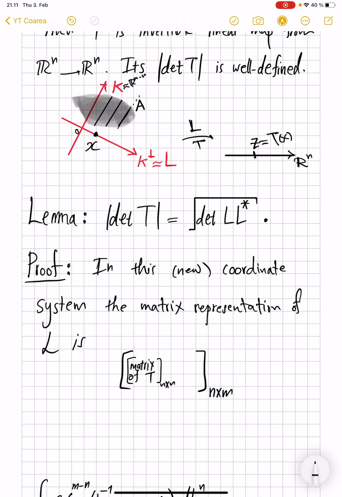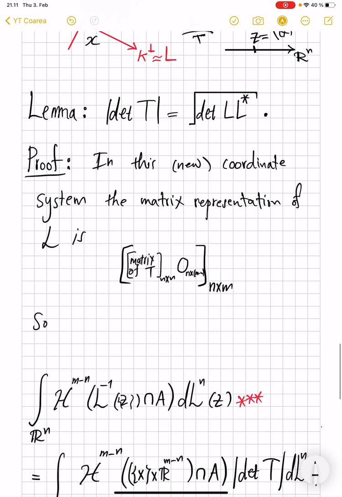But if you take something in the kernel, it goes to 0. So here will be the 0 matrix. So this 0 matrix is n by m minus n size. So this will be a square matrix, n by n square matrix, which represents T, and then 0 matrix. So this will be the matrix representation of L.